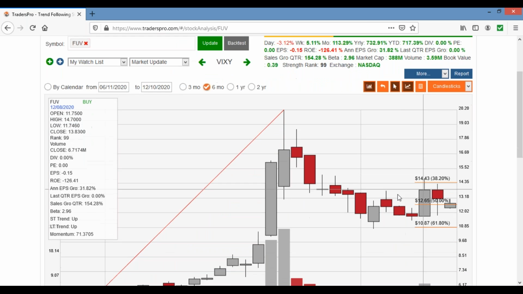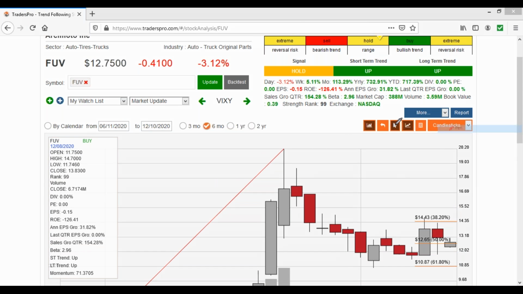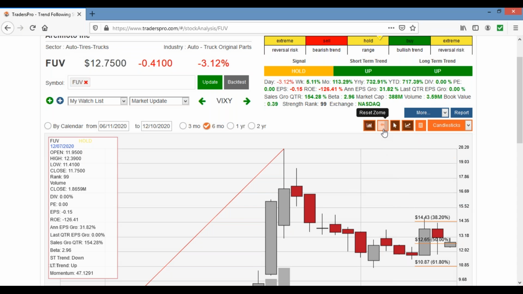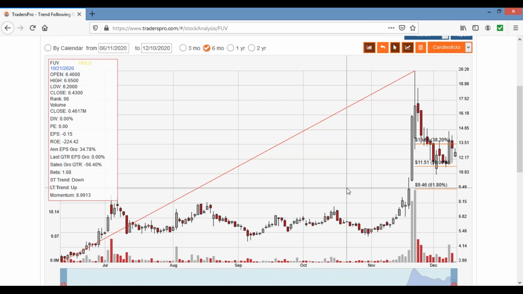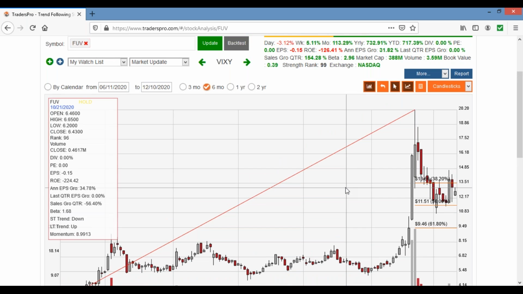Now, by the way, to reset the chart again, to get it back to normal, you hit this button right here. This is the reset button right there. And it'll zoom back out again. All right, I'm going to leave the tool on there. We'll work our way back. We'll go to Workhorse here, WKHS.